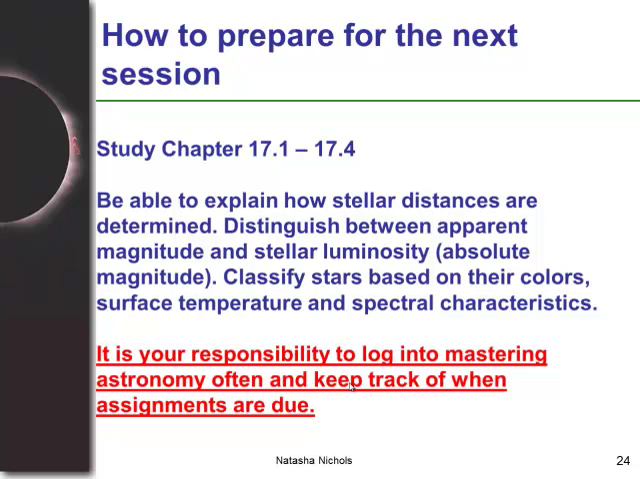We covered section 17.1 through 17.4. You should be able to explain how stellar distances are determined using parallax, distinguish between apparent magnitude and absolute magnitude, and remember that interesting scale that we have inherited from the ancient Greeks. Be able to classify stars based on their colors, surface temperature, and spectral characteristics. And don't forget the relationship between luminosity, radius, and temperature. And that is all for now.